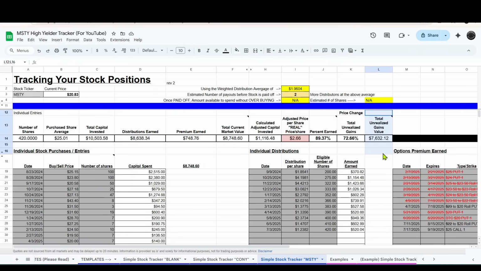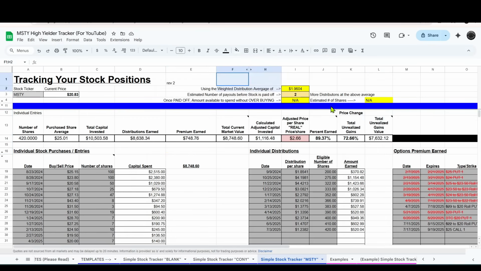This is the total that I will clear, right? Because I've paid the $10,500, I've earned $9,300 here, and then I would be selling my shares at $20.83. So therefore, this here will be what I actually clear, right? So I will actually make $7,632.12 off of this entire position if I closed my MSTY position at the shown current price of $20.83. I hope that makes sense.